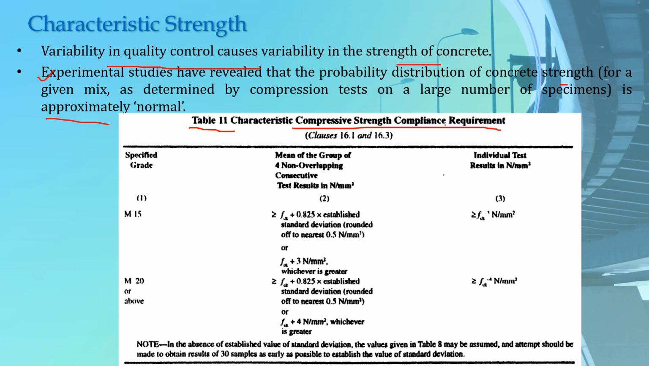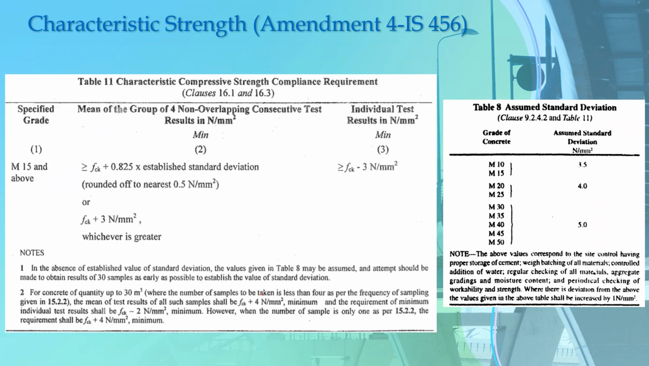strength compliance requirement. Previously, for concrete below M20 grade, that means for M15 grade, there was a separate criterion for characteristic compressive strength, and for other grades of concrete, that is M20 or above, there was a separate criterion. So this is the old table here. One of the recent amendments in the IS 456 code has changed that table, and now the criterion is the same for all grades of concrete, whether they are M15 or M20 or above. The criterion is the same.